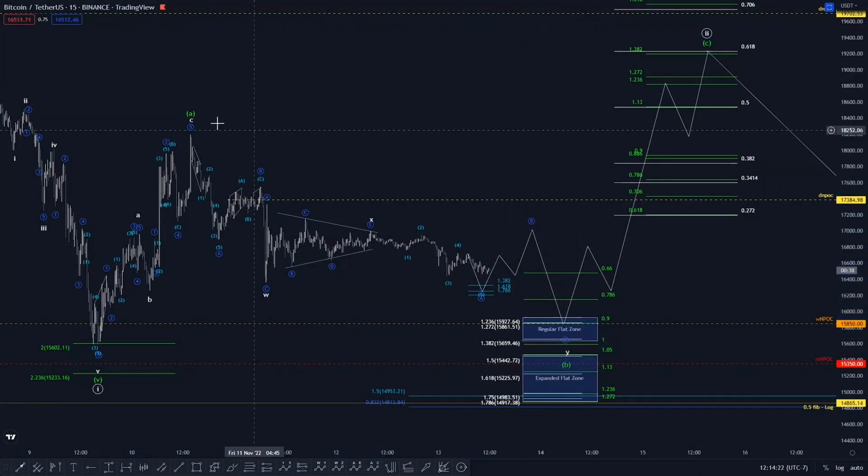So right now, it's still okay. It's not a big deal, but it's just getting a little too extended. But once again, the most important thing here is we can't get this to start as an impulse to the downside. It just doesn't. I just can't get it to start cleanly.